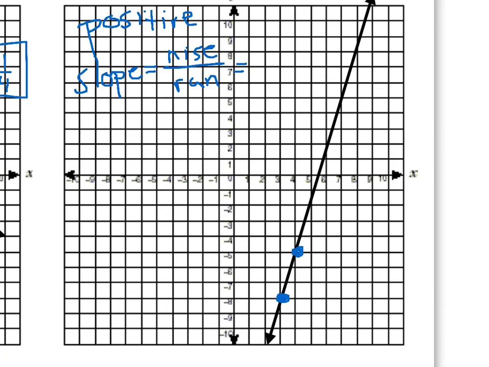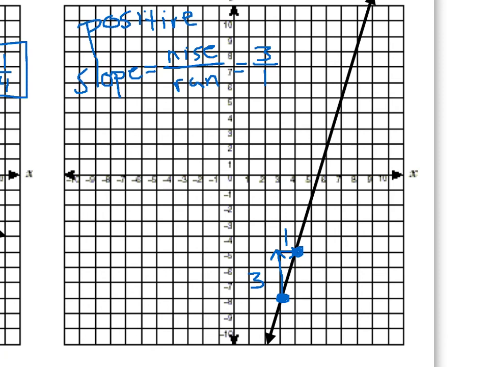Start with our rise on our slope triangle. In this case, I'm going to go up 1, 2, 3. So my rise is +3 because we had to go up. And from there, we need to go over 1. And so our run is a +1. So come over here. I get rise over run is 3/1.